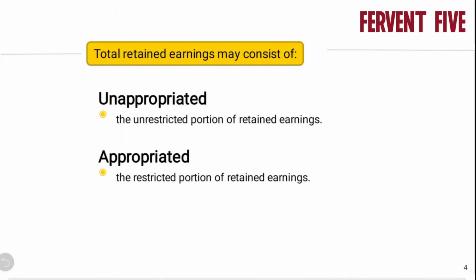So, total retained earnings may consist of, first, unappropriated, and second, appropriated. Yung unappropriated, ito yung unrestricted portion ng retained earnings. Meaning, ito yung pwedeng i-divide ng corporation or ibigay as dividends sa mga shareholders. Sa appropriated naman, ito yung restricted portion ng retained earnings. Restricted, kaya bawal siyang ipamigay as dividends.